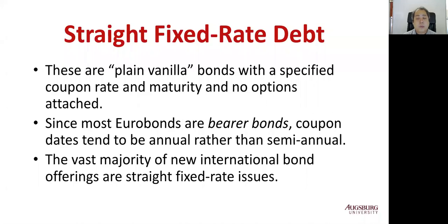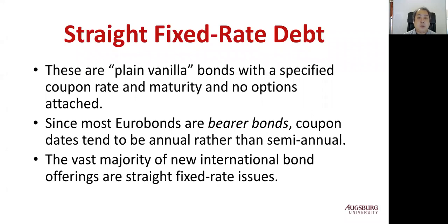During the life of the bond, you receive fixed coupon payments, which are usually a percentage of the face value, and the face value is paid at the maturity date. Most Eurobonds are bearer bonds, as we discussed in the previous video clip.